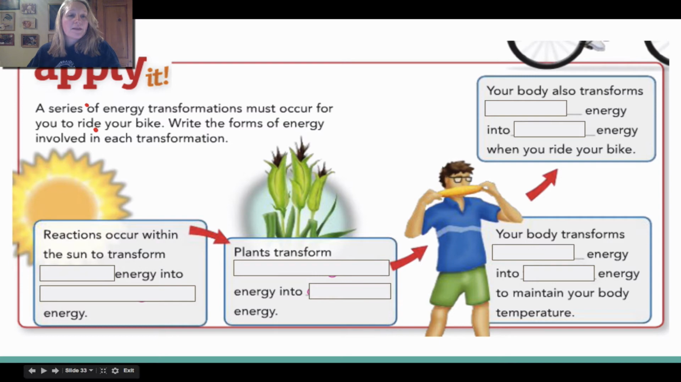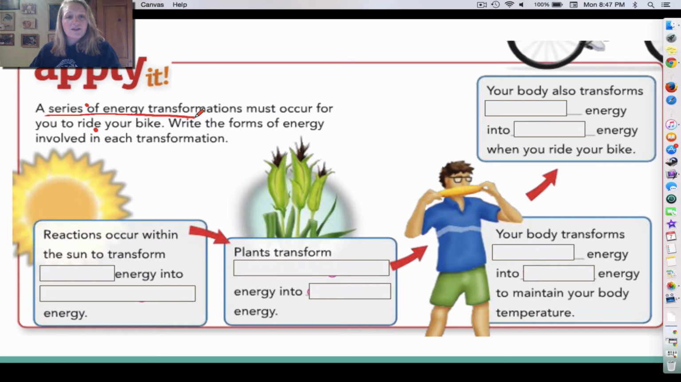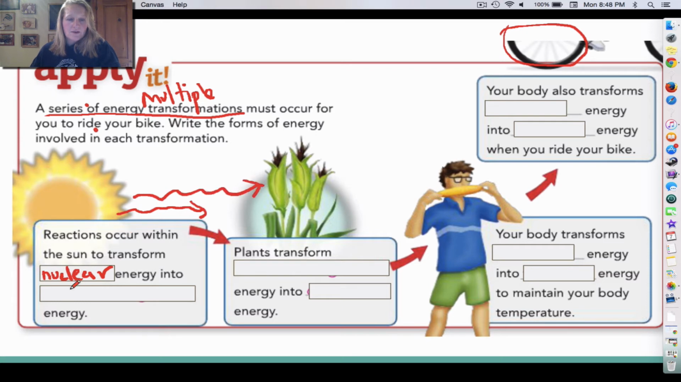So here is that example I was telling you about when you have a series of energy transformations, which is again called multiple transformations. They occur when you ride your bike. So this is her riding her bike. These are all examples of reactions that occur within the sun to transform energy. The energy within the sun is nuclear energy, which is transformed into electromagnetic energy, which is in the form of waves we had talked about.